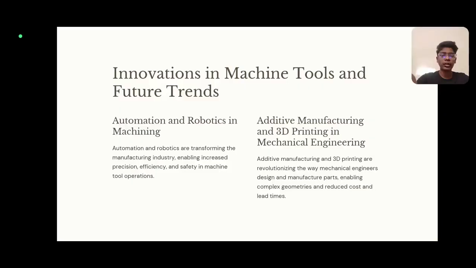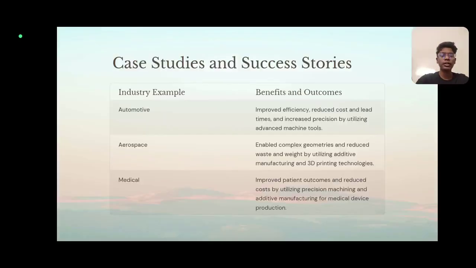Next topic is innovation in machine tools and future trends. Automation and robotics in machining. Automation and robotics are transforming the manufacturing industry. Additive manufacturing and 3D printing in mechanical engineering. Case studies and success stories.